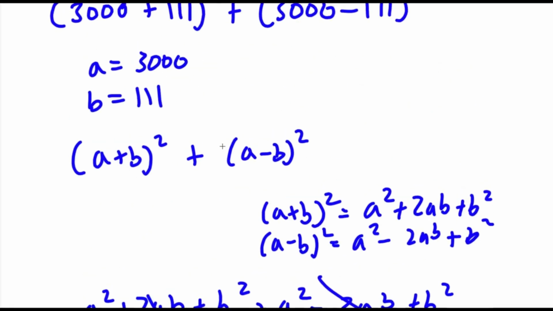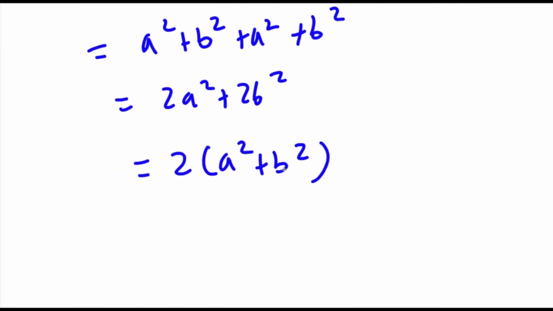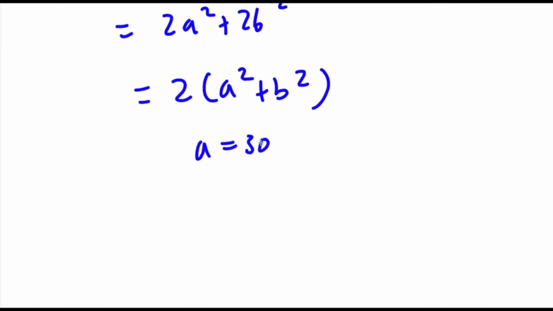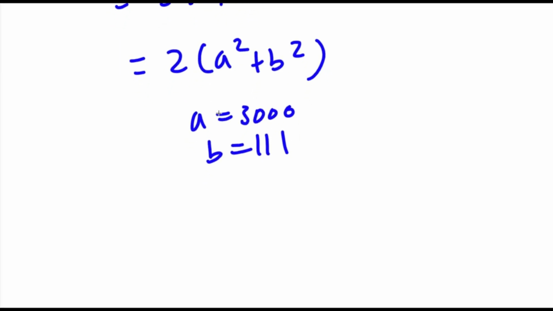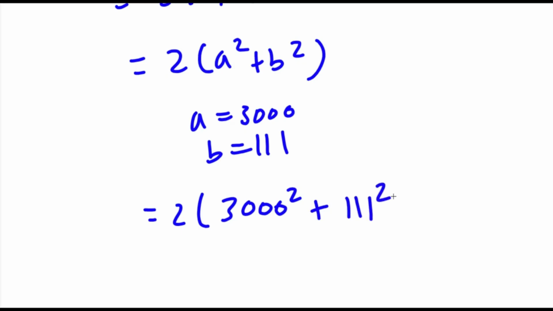Now remember how we set a equal to 3000 and b equal to 111. So now if I substitute these values back into here, I get 2 times a squared, so 3000 squared, plus b squared, so 111 squared.